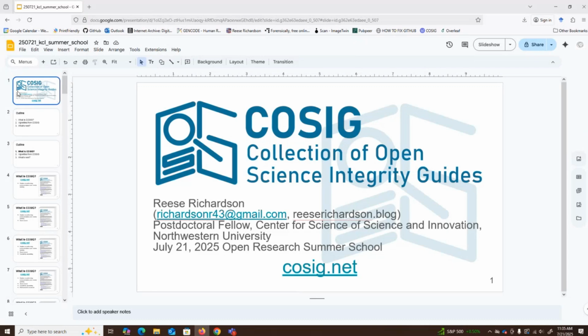I totally agree. And that's one of the reasons that we've put out COSIG, because we know that there is a large developer community that wants to make these tools available. There's certainly a lot of tools available for detecting image manipulation, and we have a whole guide on it.